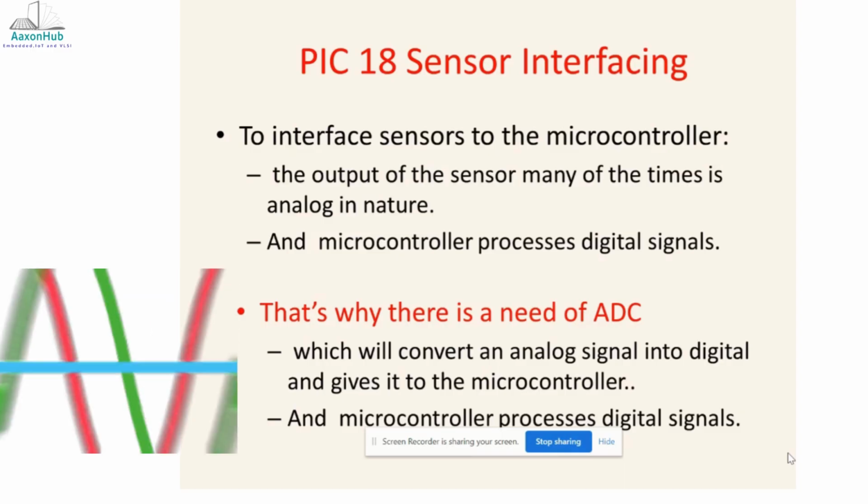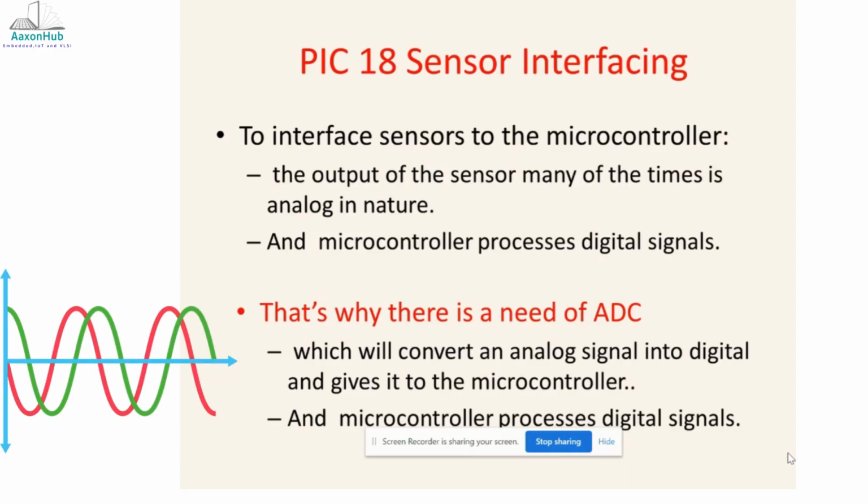In the PIC18 microcontroller, we have an ADC module inside the architecture. This ADC will be beneficial whenever you have sensors connected to your microcontroller. At that time, we can use this ADC module. Usually, sensors are of two categories of nature: one can be analog and the other one can be digital.